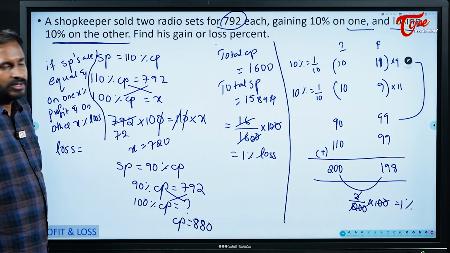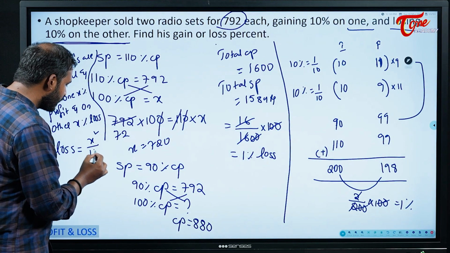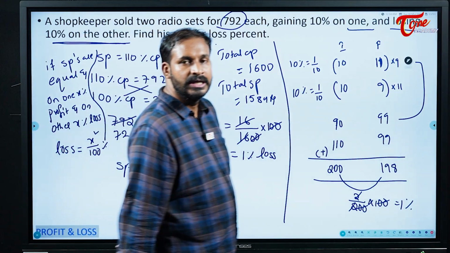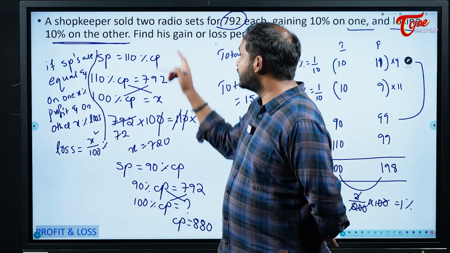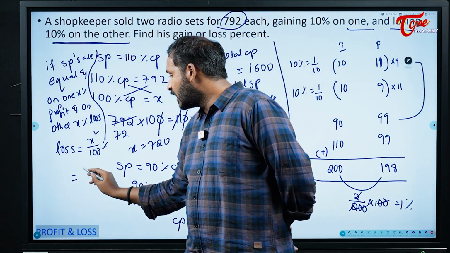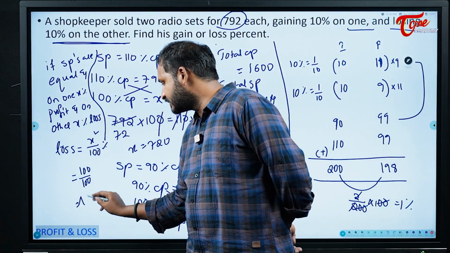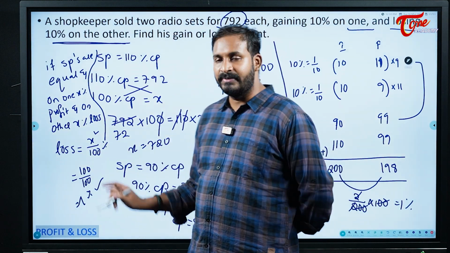No need to worry, there will always be a loss. Loss by what percentage? X square by 100 percentage. Remember this one, this is the formula, X square by 100 percentage. What is X in this case? 10 percentage. So 10 square means 100 by 100. 100 by 100 is 1 percentage. That is the reason I told you, with the formula also we can solve. X square by 100 percent loss.